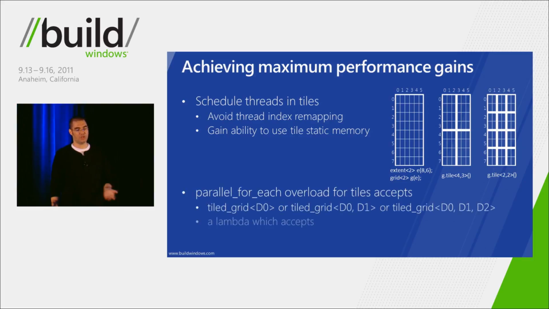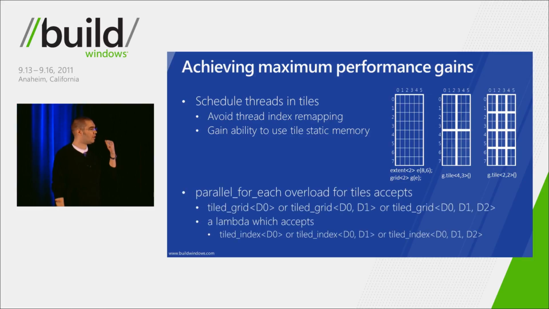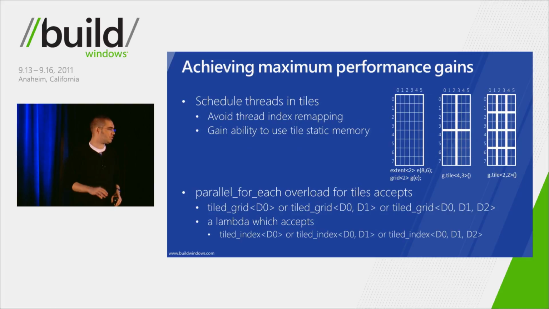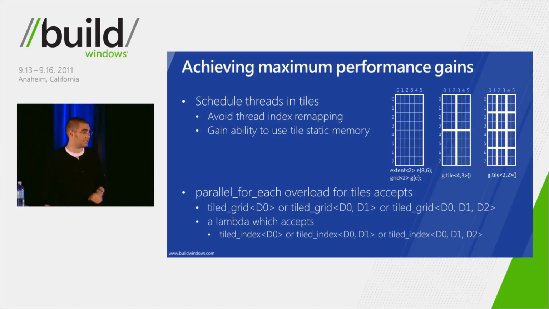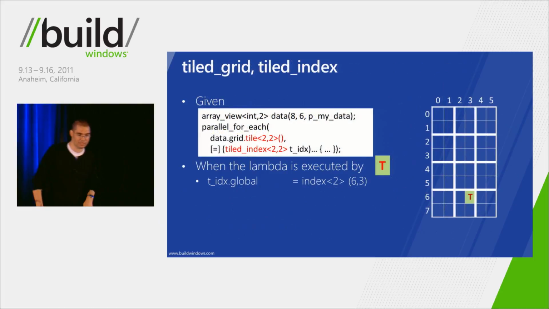So what do you do when you tile? You get back a tiled grid, and we have another overload of parallel for each that takes a tiled grid. And as soon as you give a tiled grid to a parallel for each, it's going to give you in the lambda a tiled index. And you can only use this technique for up to 3 dimensions. So the string theorist has to stick to the other approach. So if you have up to 3 dimensions, 1, 2, or 3, you can use this technique. So OK, I've got tiling. I get this tiled index. How is that different? Well, let's look at an example.